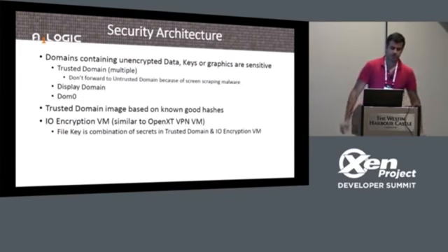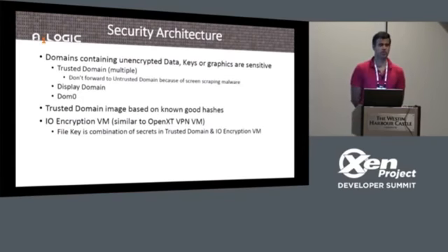So as far as the security architecture goes, we consider the following domains sensitive: anything that contains unencrypted data, unencrypted keys, or parsed output from sensitive data. That implies the trusted domain, the display domain, and domain 0, which is the control domain over the whole hypervisor.